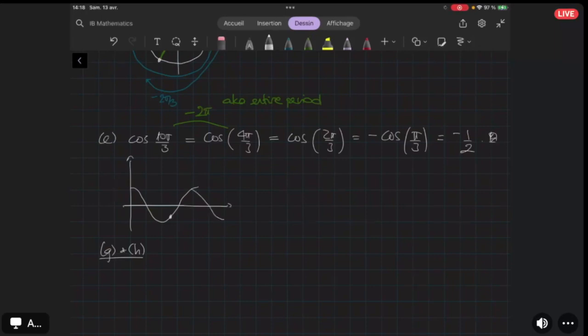If I am to extend this, 10 pi over 3, that's basically over there. That's 10 pi over 3. This point is equal to that point. You're going around a unit circle, or you're hopping along the curve. So 10 pi over 3 is 4 pi over 3. Because there's a line symmetry here, 4 pi over 3 is basically cosine of 2 pi over 3. And cosine of 2 pi over 3 is negative cosine of pi over 3. And cos of pi over 3 is a half. Final answer, negative a half.